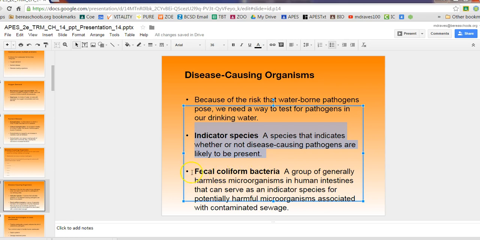The poster child organism is fecal coliform bacteria, a type of bacteria that we find in the intestines of vertebrates. It comes out through waste, and that waste can run off into the streams when it rains, which allows that bacteria to exist in the body of water. They are potentially harmful because they are associated with sewage that could end up in the water.